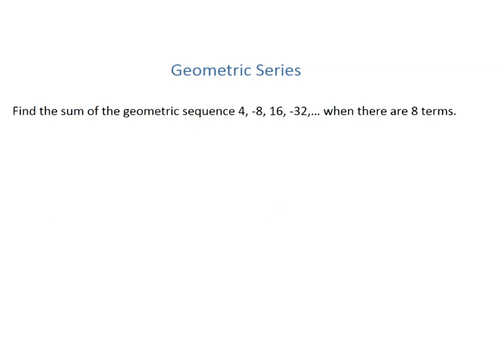Okay, let's see how this formula works in practice. Find the sum of the geometric sequence, here's my sequence, when there are 8 terms. I would need to decide if I'm going to use the first formula or the second one. If I'm looking for the sum of the 8 terms, then I would need to know the 8th term to use the second formula. I don't know the 8th term. So instead, I'm going to use the first formula, which was this one.